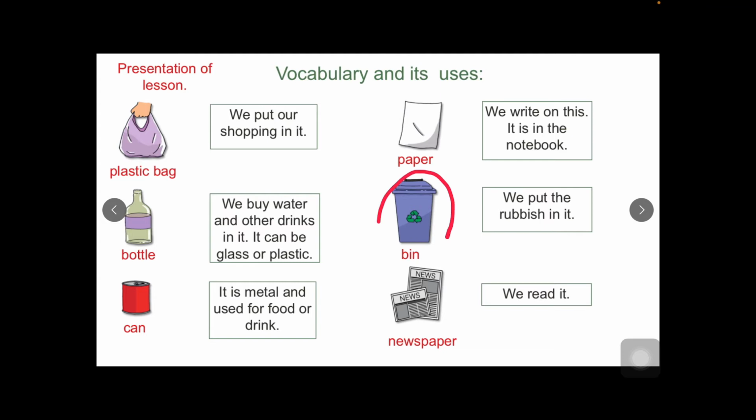Now we have bin. What is bin for? Bin, we put the rubbish in it. So we put the rubbish inside the bin. All right. Next we have, what's this one? Newspaper. What is newspaper for? Newspaper is for reading. So we read them. So if you have a newspaper in your house, you can read it. Okay? So that would be the vocabulary and its uses.